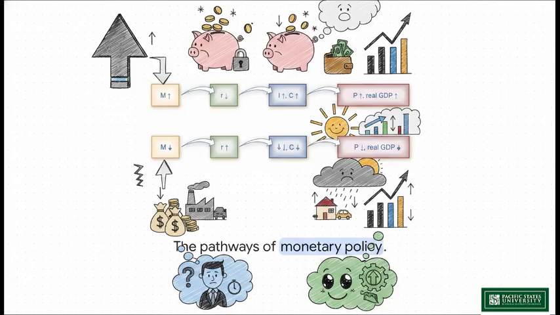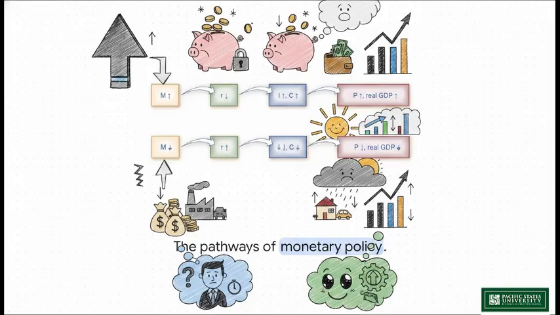That cheaper cost of borrowing directly drives up business investment and household consumption. Because investment and consumption are massive components of aggregate demand, this surge ultimately increases real GDP and pulls the whole economy forward out of a recession. It's a neat, logical sequence.